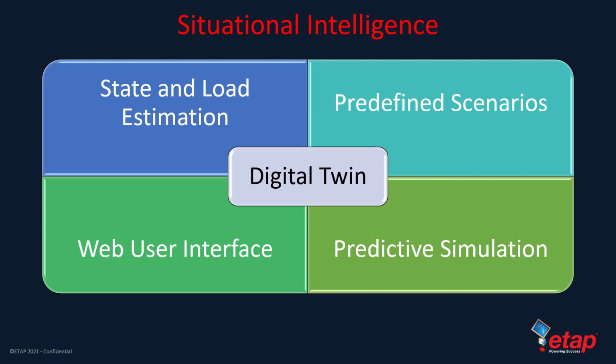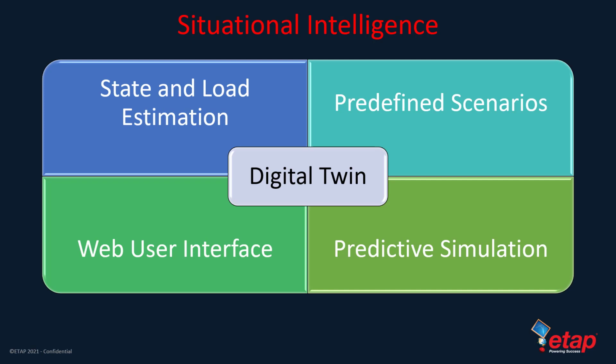The heart of the ESI product is the ETAP Digital Twin, which is the digital representation of the electrical equipment in the field. Then we leverage the mature state and load estimation and predictive simulation products. We take the solution to the next level by predefining common scenarios and running these scenarios periodically to proactively identify how the system would behave if certain events or actions occur.